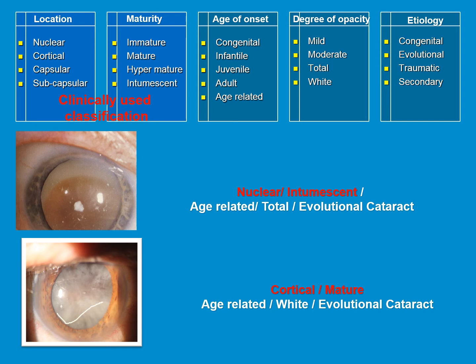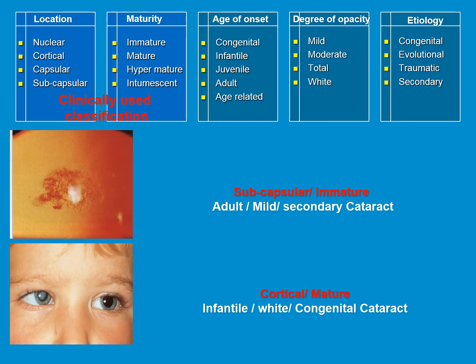This second cataract is a cortical cataract, and it is a mature cataract. So the first two classifications are also used to classify this cataract, though you can use the other three as well. Now this cataract is just beneath the capsule, so it is subcapsular and immature cataract. Though you may call it an adult, mild or secondary cataract, that's not normally used clinically. Then this fourth one is a cortical cataract and a mature cataract.